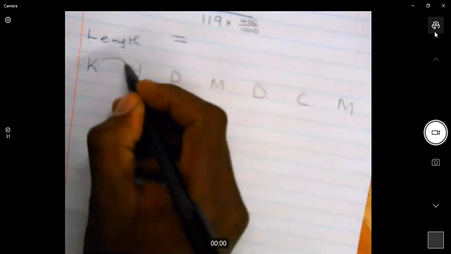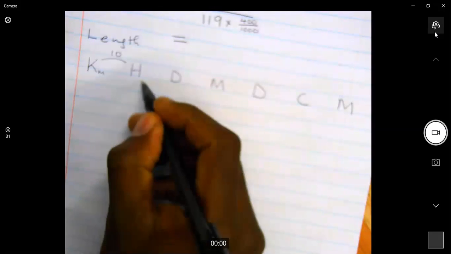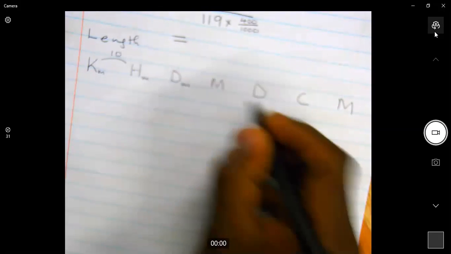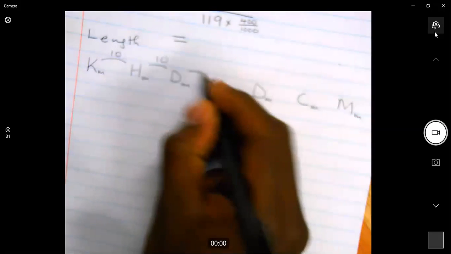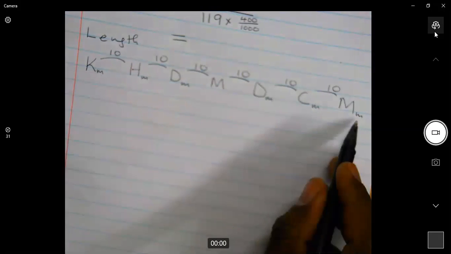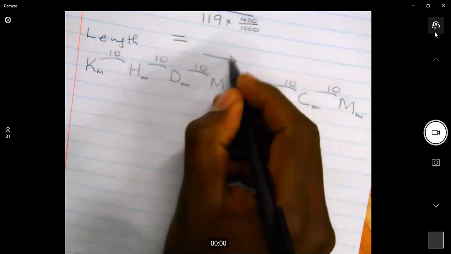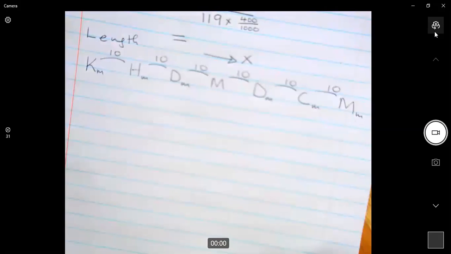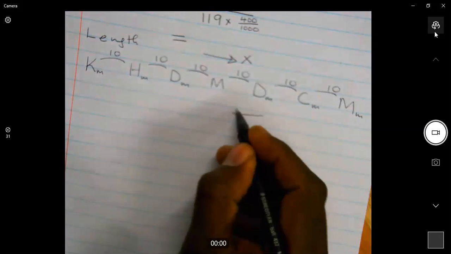We did that. So basically, you've got your step there is 10, and this is kilometer, hectometer, decameter, meter, decimeter, centimeter, millimeter. And the step here is always 10. When you move from big to small, you multiply. When you move from small to big, you divide.